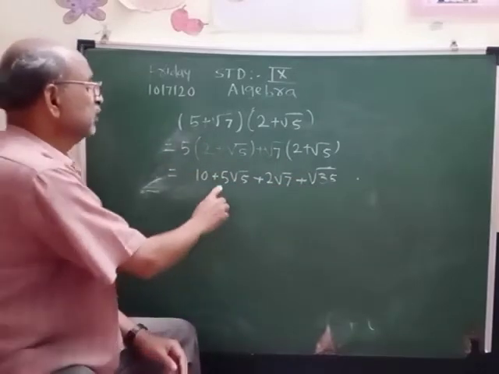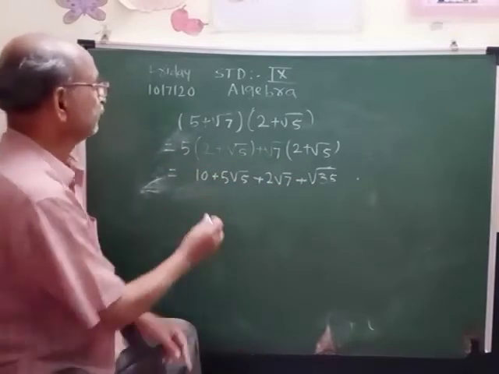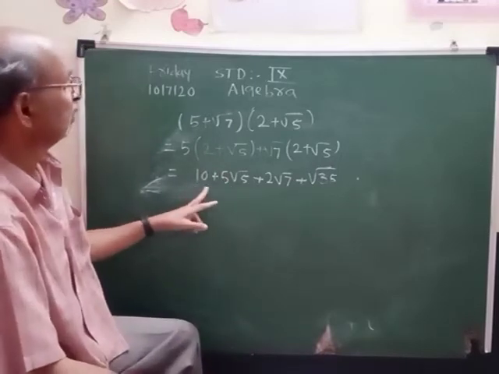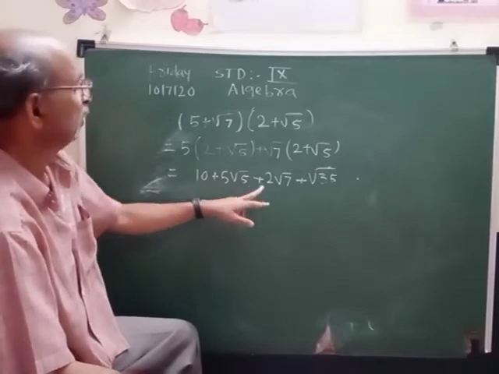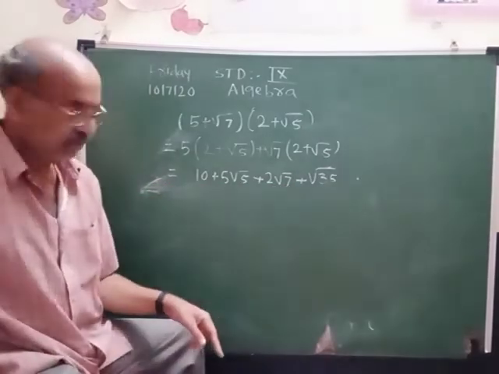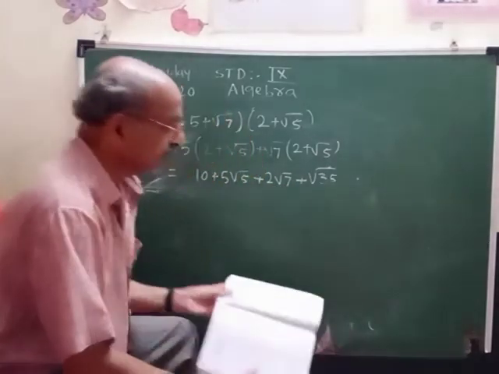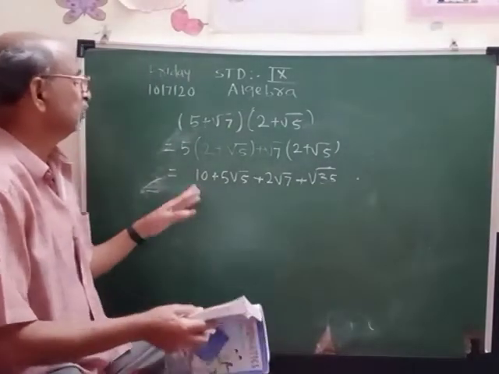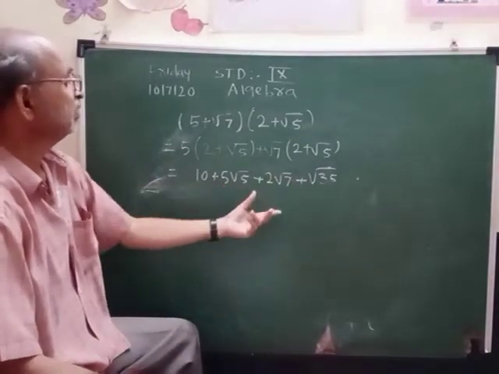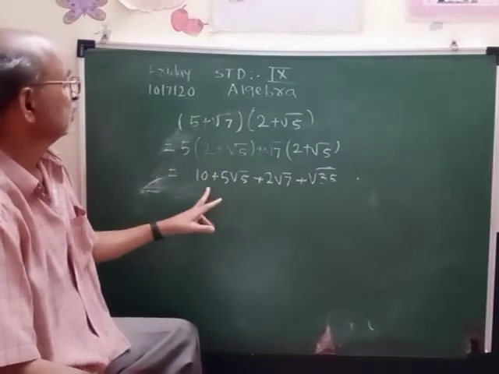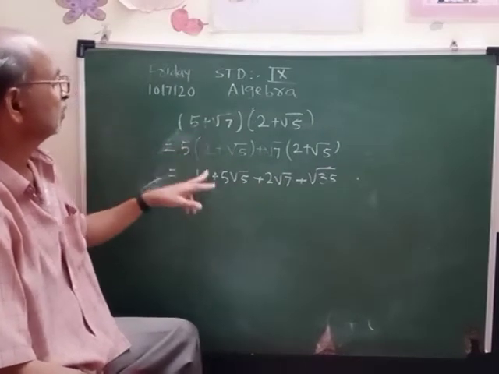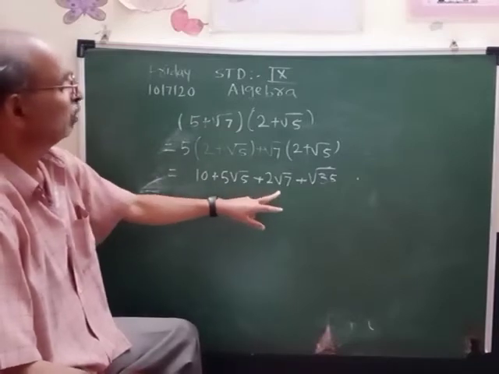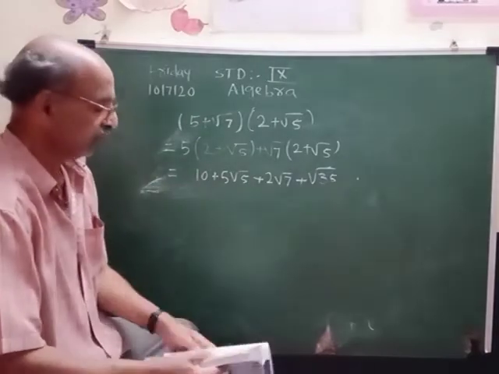Now here no common terms are there. Here 10, then here 5 root 5, then here 2 root 7, and here root 35. So there is no common term in the example, meaning there is no like term. Like term you are knowing. So no like term is there. So the answer of this expansion is 10 plus 5 root 5 plus 2 root 7 plus root 35.